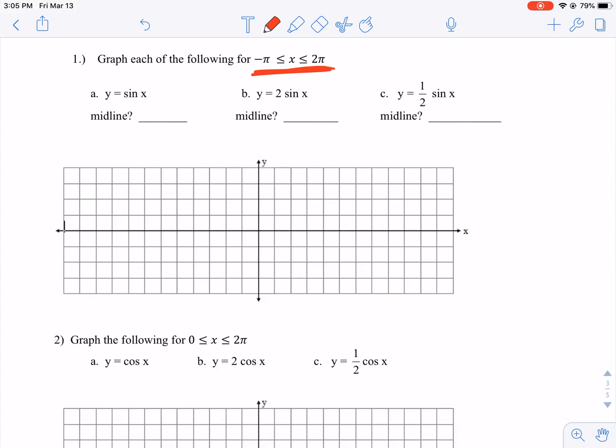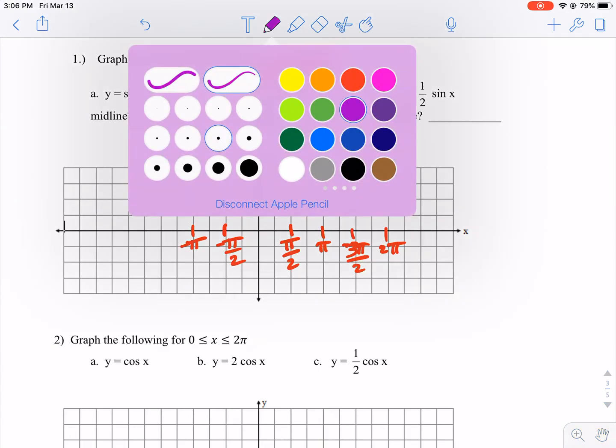Well, for today, we are not going to change how we label our x-axis. So on the 2 graphs we've already done, we labeled them pi halves, pi, 3 pi halves, and 2 pi. That's going to stay the same. And it said go all the way to positive 2 pi. Now on the left side, we've got negative pi halves and then negative pi, which is where they want me to start. So I'm not going to label any more than that.